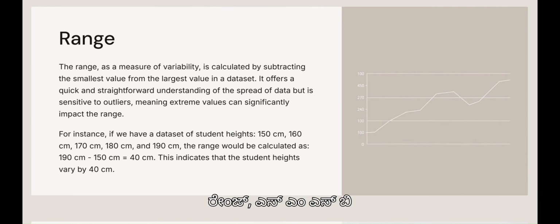Range. The range, as a measure of variability, is calculated by subtracting the smallest value from the largest value in a dataset. It offers a quick and straightforward understanding of the spread of data but is sensitive to outliers, meaning extreme values can significantly impact the range. For instance, if we have a dataset of student heights, 150 centimeters, 160 centimeters, 170 centimeters, 180 centimeters, and 190 centimeters, the range would be calculated as 190 centimeters minus 150 centimeters equals 40 centimeters. This indicates that the student heights vary by 40 centimeters.